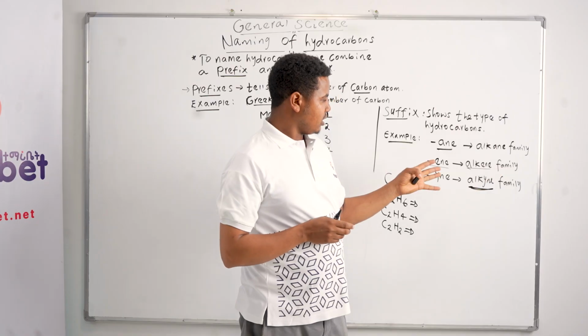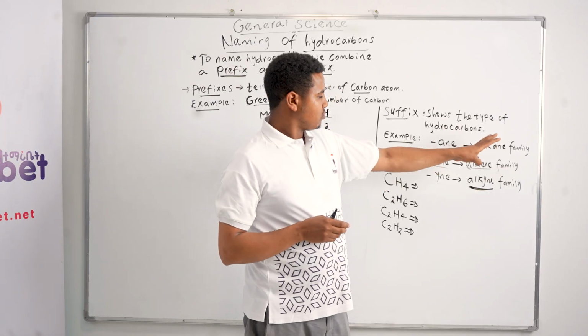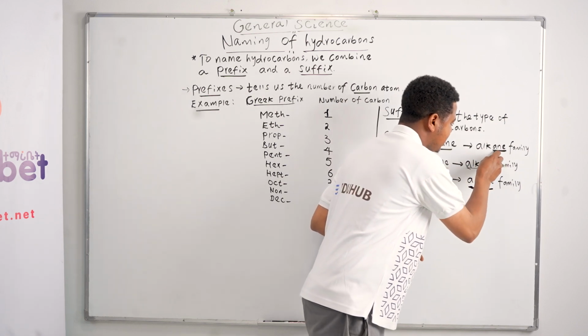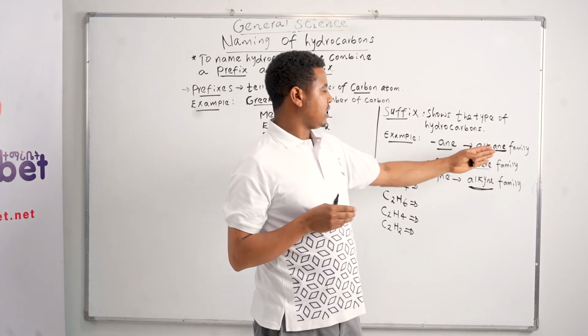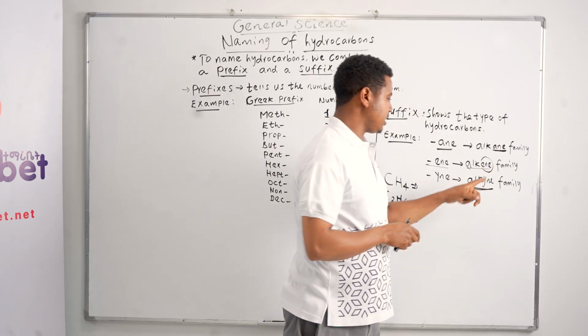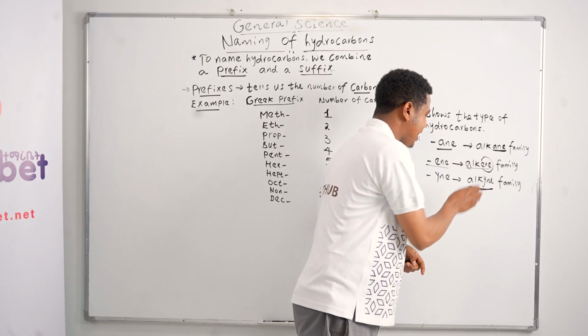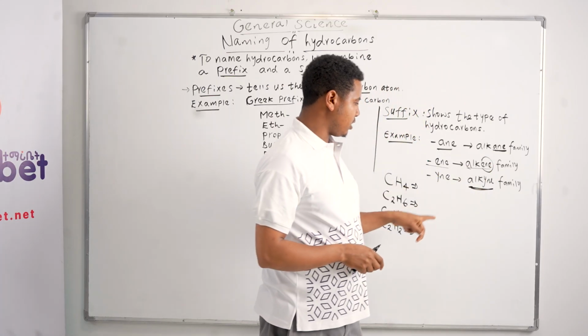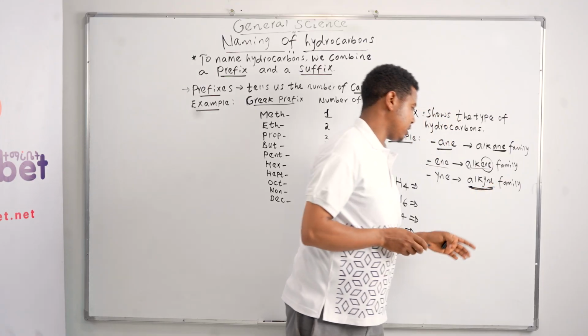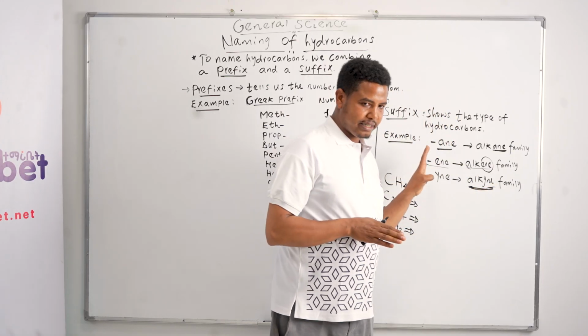They are actually extracted from the given hydrocarbon names. The Ane is coming from the last 3 letters of alkane. Ene is extracted from the last 3 letters of alkene. And Yne is also taken from the last 3 letters of alkyne. So these are the suffixes.